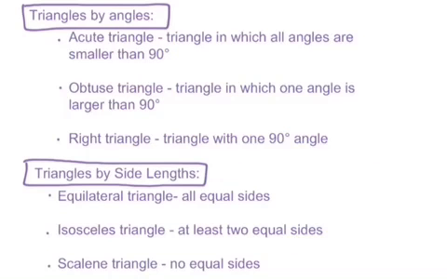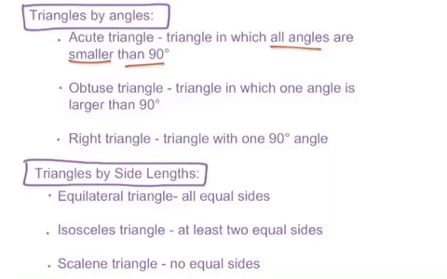Okay, so we can use that information about the types of angles to help us classify our triangles. So I've made myself another boxes and bullets list, triangles classified by angles. So probably not surprising, I could have an acute triangle. An acute triangle is a triangle in which all the angles are smaller than 90. Make sure you have these written in your notebook. You're going to need them.